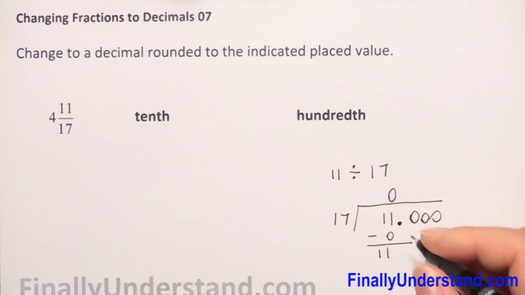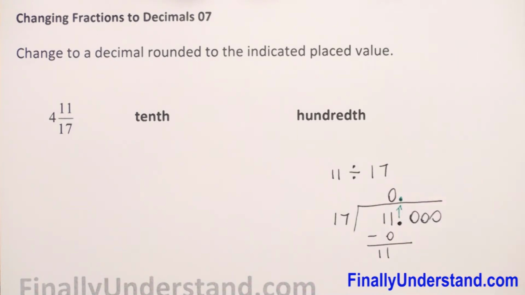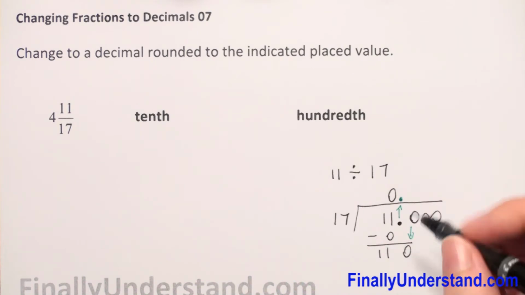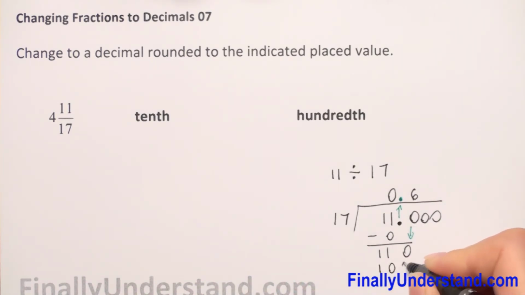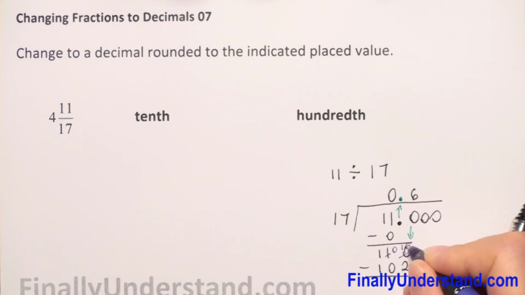0 times 17 is 0. Subtraction. So we have 11. What next? We have to put the decimal point exactly in the same column and we take down the next digit. So we have 110 divided by 17. So it will be 6. 6 times 17 is 102. Now we have to do subtraction. We need to borrow 1 from 1, so it will be 0, and we have 10 at the end. 10 minus 2 is 8, and 0 minus 0 is 0, 1 minus 1 is 0. We don't have to write that.